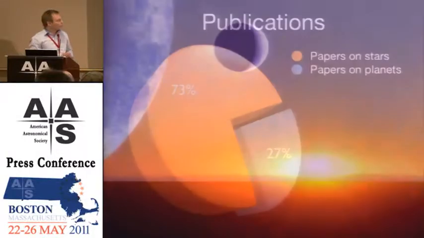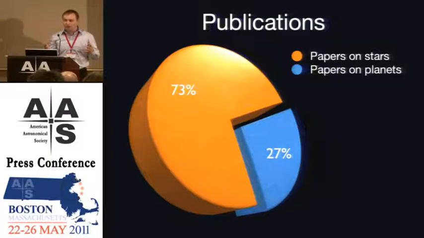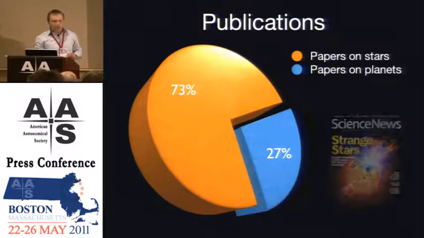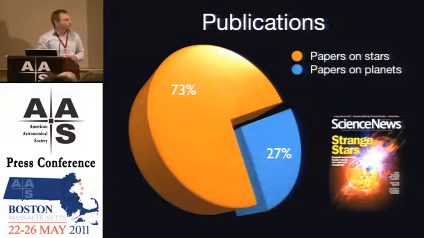You don't have to take my word for that. This pie chart shows you, in rough numbers, the ratio between the number of papers published on stars and the number of papers published on planets. Clearly, Kepler has an enormous impact on stellar astrophysics. I also want to point out a very nice article in the recent issue of Science News about stellar astrophysics with Kepler.